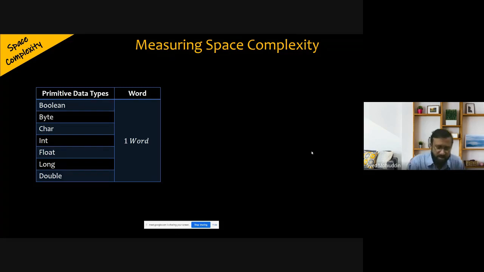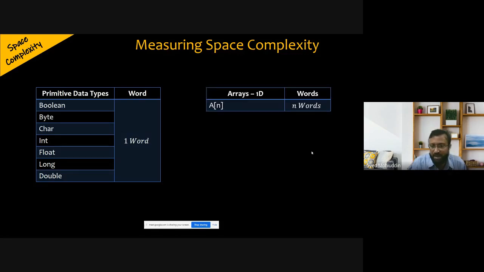We are assuming this. And then, apart from primitive types, we have arrays, that is, a one-dimensional array. Whether it is a character array, a float array or an int array, doesn't matter. We consider that everything takes 1 word. Then if there are n elements in the array, it will occupy space for n words.